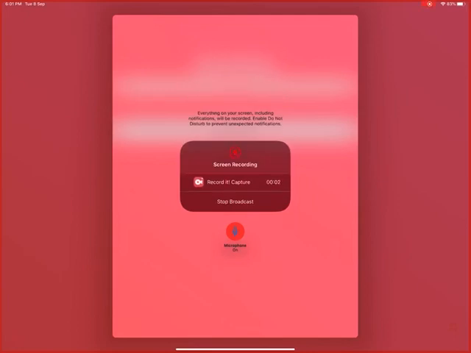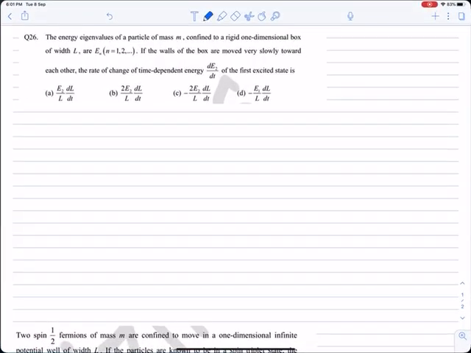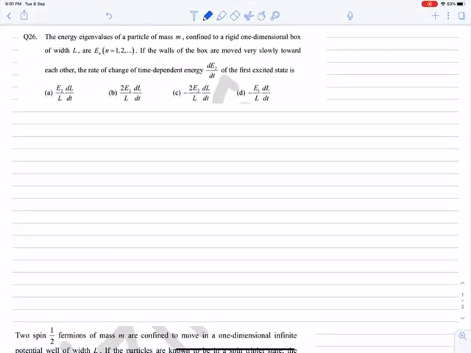So good evening students. Today we will discuss CSIR December 2019 Quantum Mechanics Part B solutions. So our first question reads: the energy eigenvalues of a particle of mass m confined to a rigid one-dimensional box of width L are E_n, n is equal to 1, 2 up to infinity. If the walls of the box are moved very slowly towards each other, the rate of change of time dependent energy dE2 by dt of the first excited state.